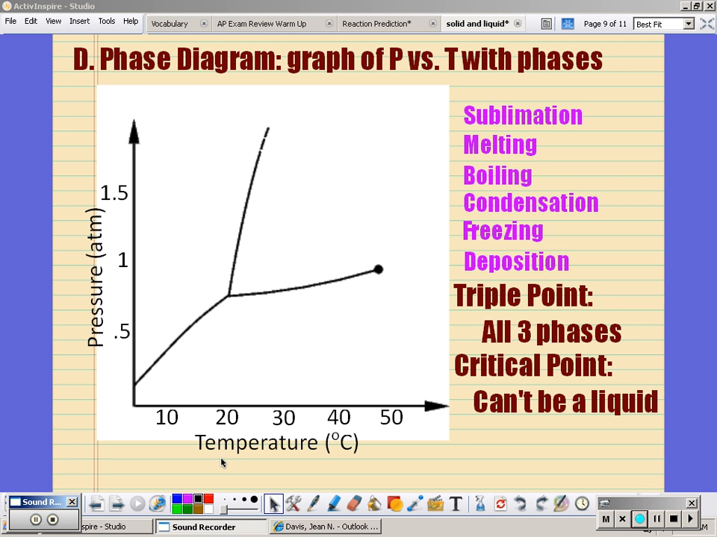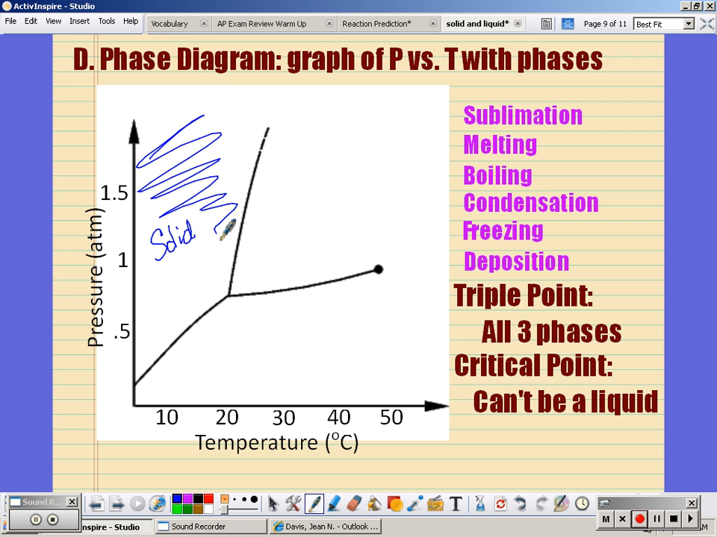Phase diagram. A phase diagram is the graph between pressure and temperature. And on there we have our three phases. There are three phases that a substance can be in: solid, liquid, and gas. If you look at the temperature range here, at low temperatures, it would most likely be a solid. So this area here represents our solid.